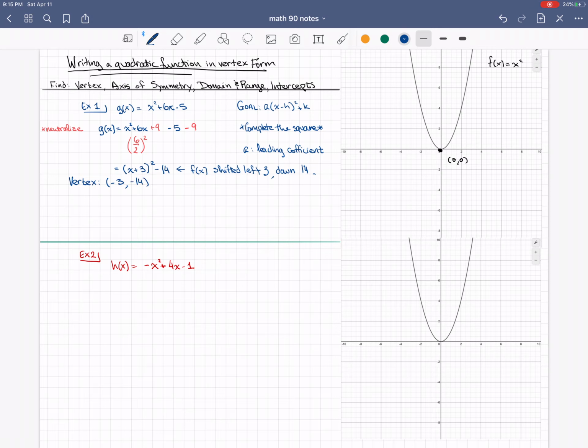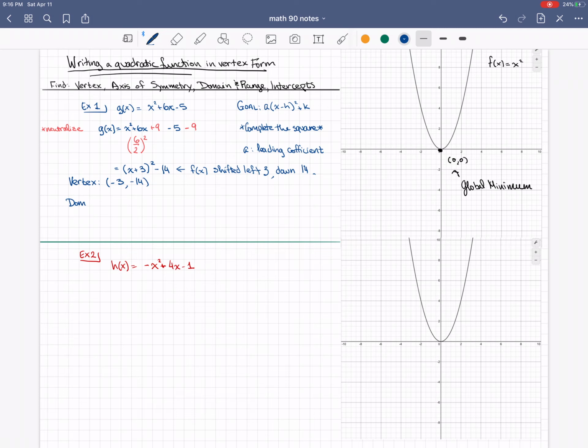Notice that we didn't reflect in the x-axis. So much like in the original function f of x, the vertex is the global minimum, meaning that it is at the very bottom of the graph. The vertex of the new function is also the global minimum. So that's going to impact our domain and range.